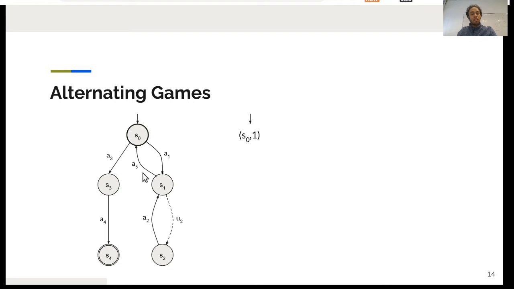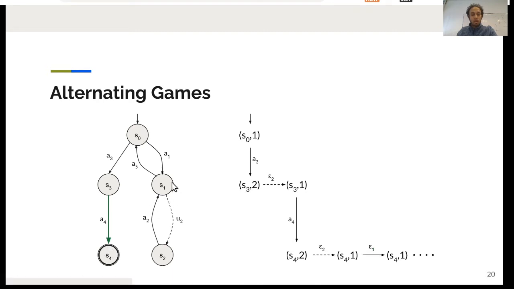On the other hand, if A3 is chosen by the controller initially, the game reaches S3, where the environment has no explicit transition. But since these are alternating semantics, the environment gives back the turn by playing what's called an epsilon move to player 1. Now player 1 can play the possible A4 transition to reach the goal state, and from here on both of the players play epsilon transitions because there is no explicit transition for either of them. Also note that there are states like S1 from which there is both a controller and an environment transition, which is not the case with the turn-based games which we discussed before.